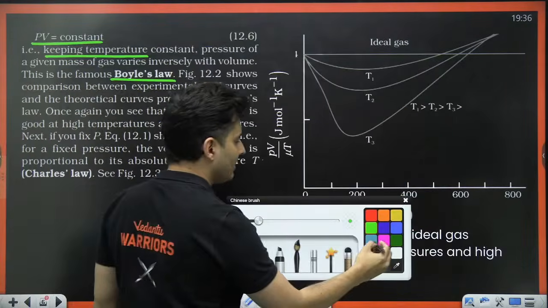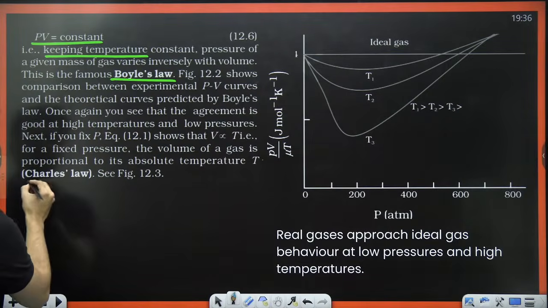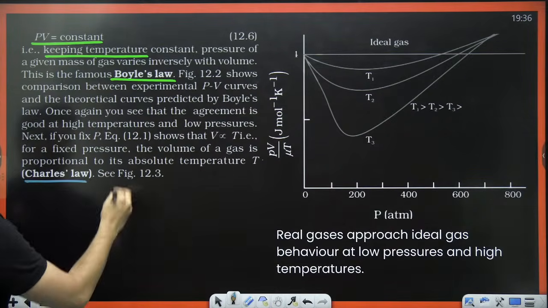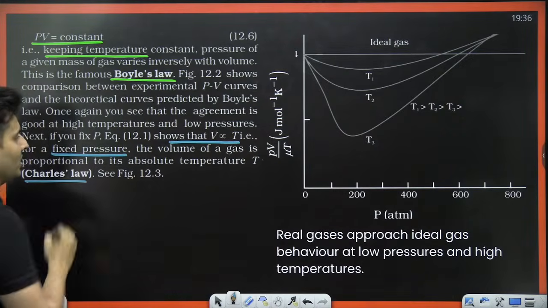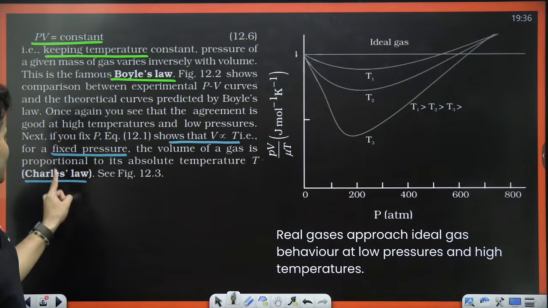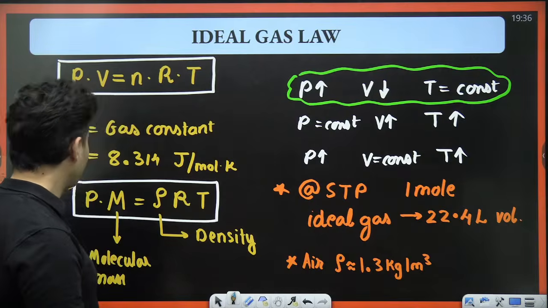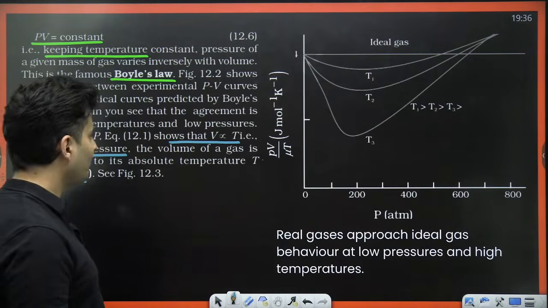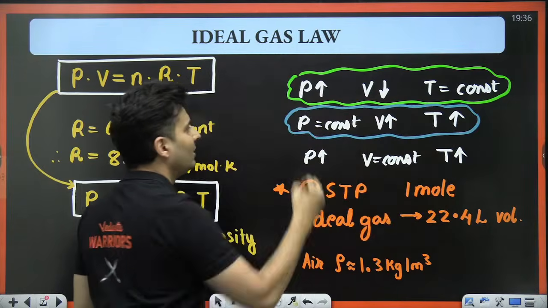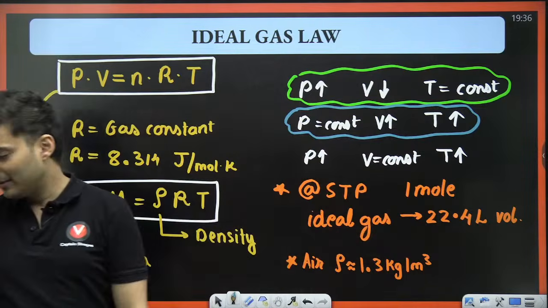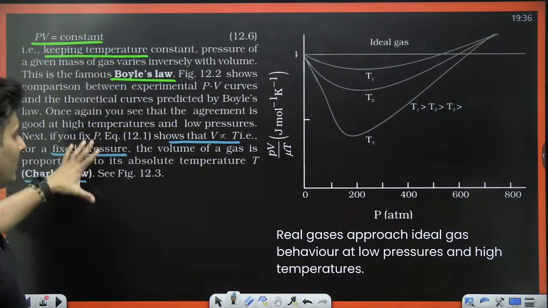Another part talks about Charles' law, where the volume is proportional to the temperature for a fixed pressure. So when pressure is fixed, the volume is directly proportional to the temperature. We have seen that as well. That is exactly what has been mentioned in this particular paragraph.